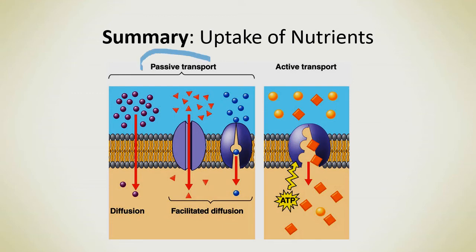This is a summary of nutrient uptake. Passive transport includes passive diffusion and facilitated diffusion. In passive diffusion, molecules move from high concentration to low concentration through the cell membrane. In facilitated diffusion, molecules move from high concentration to low concentration using an integral protein. On the other hand, active transport is the transfer of molecules from one side to another using ATP.